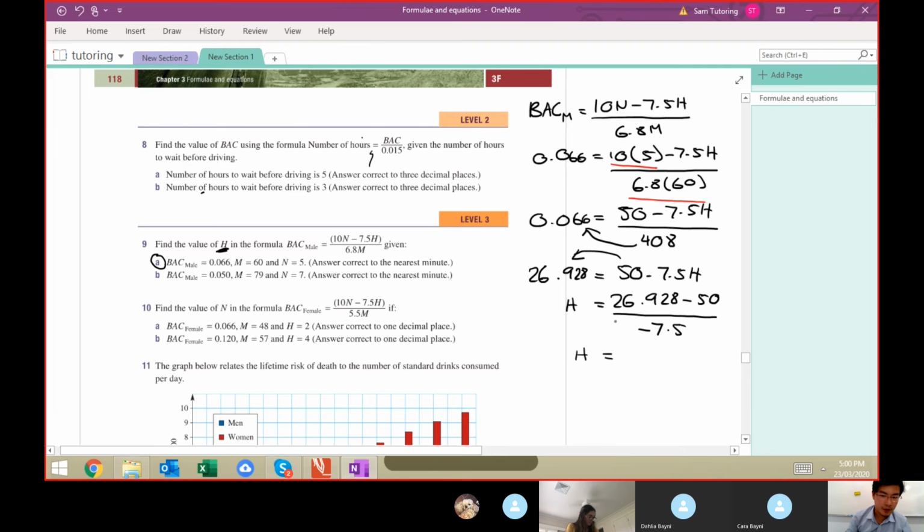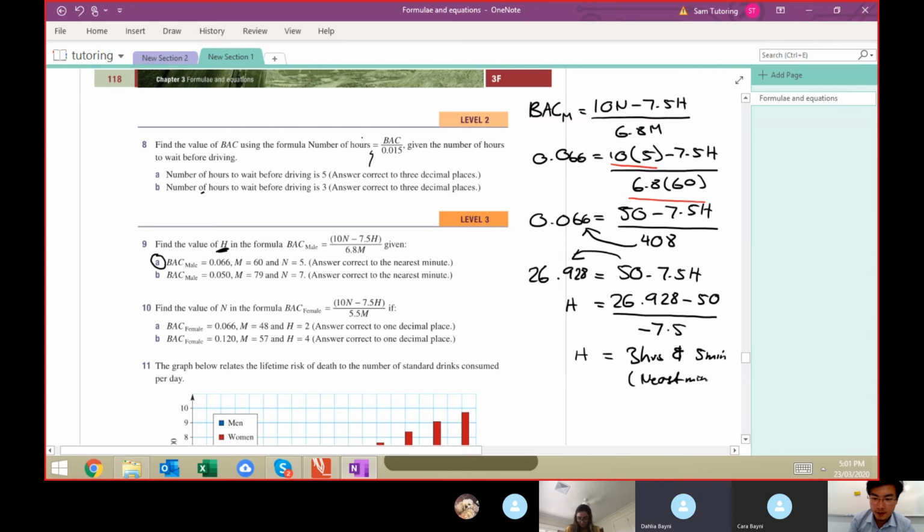So we got 26.928 subtract 50 all over negative 7.5. 3 hours, 4 minutes. Yep, that's it. And we want it to the nearest minute. Do you see 34 seconds? Yeah, round it up. Okay, 5 min. Well done.